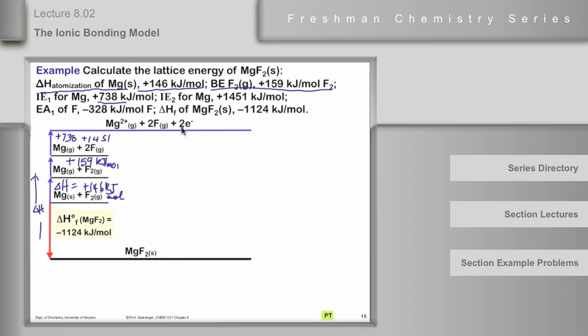Okay. Then the next step, we let these 2 electrons that came out of this process combine with the 2 fluorine atoms, and we get an energy change of 2 times the electron affinity of fluorine. So this is the next to the last step, and this is 2 times the electron affinity for fluorine, which is negative 328, so it's 2 times negative 328 kilojoules. Okay? And then finally, we have the magnesium ions plus the fluoride ions going to magnesium fluoride, as we said before. That's delta H of lattice, and that's what we're going to solve for.